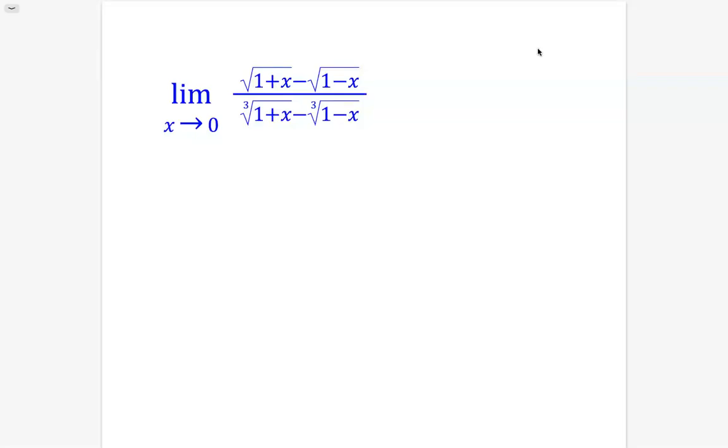We want to find the limit of these very complicated rational functions. The numerator will have square root minus square root. The denominator will have cubic root minus cubic root. So 0 is not in the domain of this function, right? Because if we plug in 0 for x, we get a 0 in the denominator.